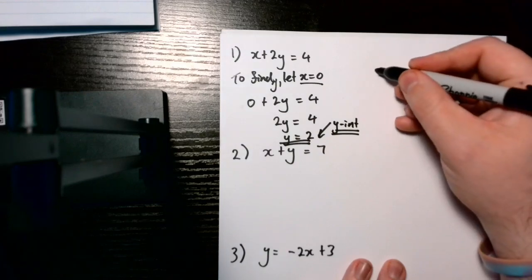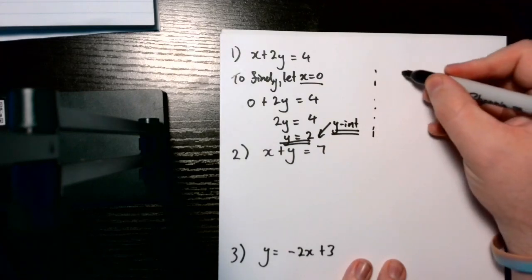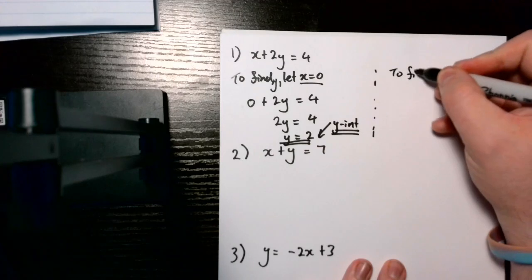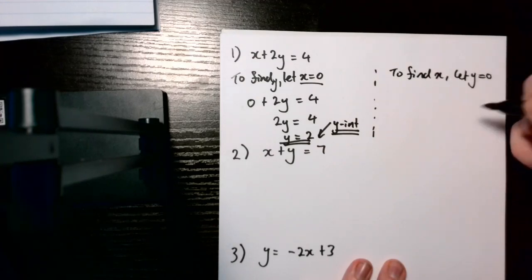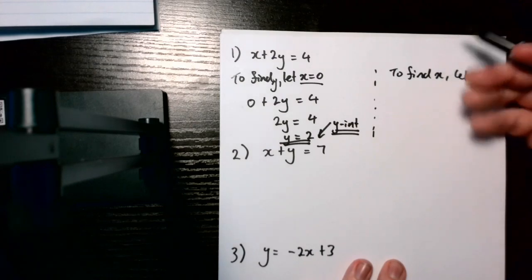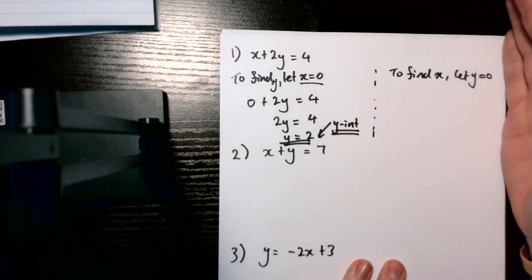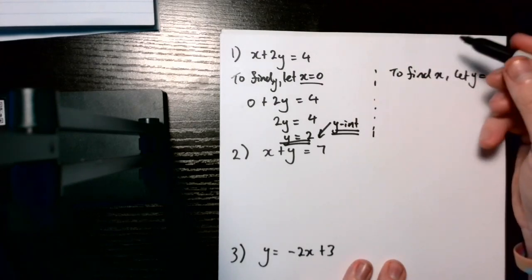Now I want to find my x-intercept, so I'm just going to go down here. So to find x, I let y equal 0. In this particular case, if I want to find one thing, I let the opposite equal 0 in terms of the variables.